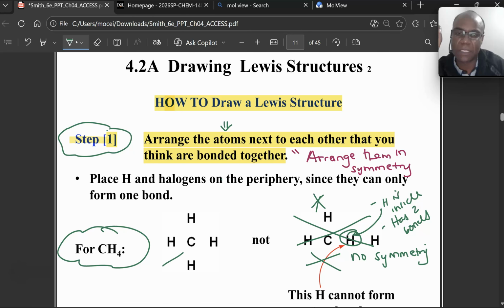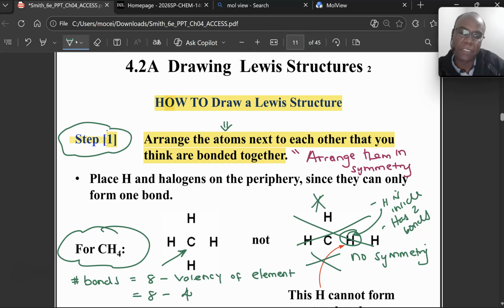The other thing you want to see here is that carbon is gonna go in the middle for you to get that symmetry, since carbon can bond more than hydrogen. Hydrogen only bonds once. Carbon can go up to 4. Remember the formula for predicting number of bonds? It was 8 minus the valency of the element. So let's see how many bonds carbon can take. It will be 8 minus 4, since carbon is found in main group 4A. Carbon can take 4 bonds, so why not put it in the middle? That's the motivation of step number 1.